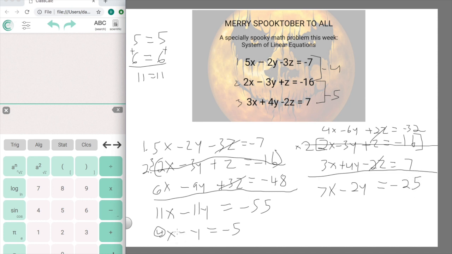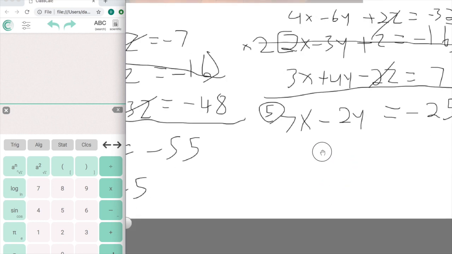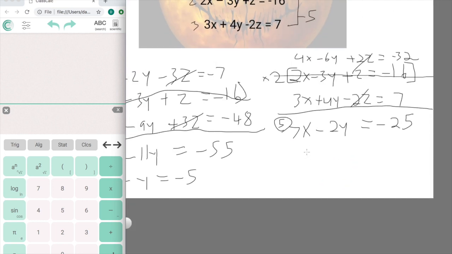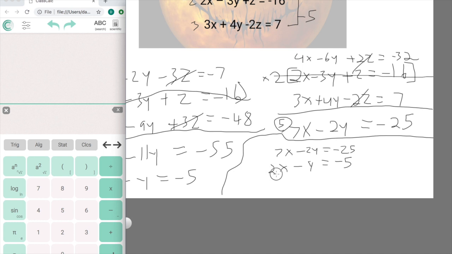So now we have our two equations: x minus y equals negative 5, and 7x minus 2y equals negative 25. And from here, you can see it's going to get a lot simpler, because now we're just dealing with two equations and two variables. So we'll go ahead and line those up and create a little space for ourselves here. We'll get 7x minus 2y equals negative 25, and x minus y equals negative 5. We're going to multiply this equation by 2, so we're going to get 2x minus 2y equals negative 10. And to get rid of those, we're actually going to have to subtract them this time.